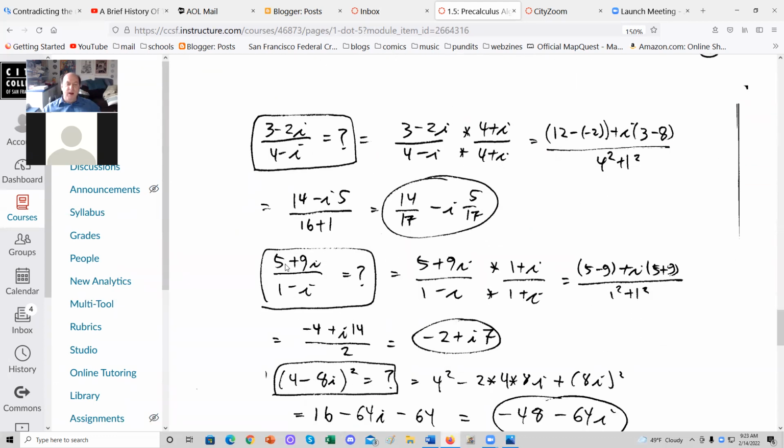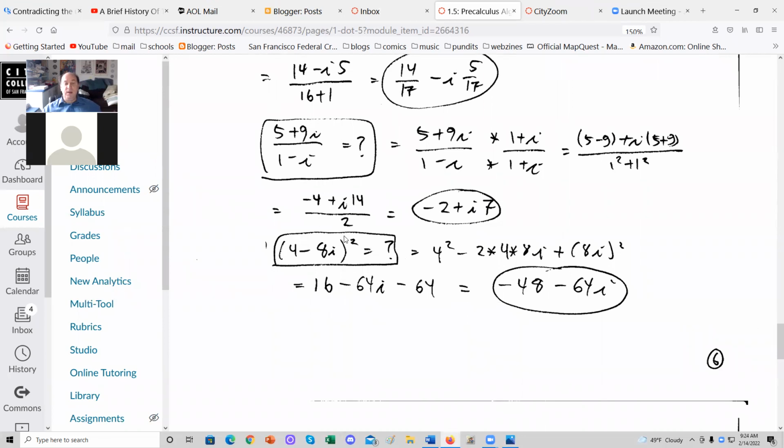Here we have 5 plus 9i over 1 minus i. So rescale by 1 plus i, the conjugate of the denominator. 1 minus i times 1 plus i is 1 squared plus 1 squared, which is 2. 5 plus 9i times 1 plus i, after a bit of arithmetic, is minus 4 plus 14i. Dividing both of these terms by 2, you get negative 2 plus i times 7.